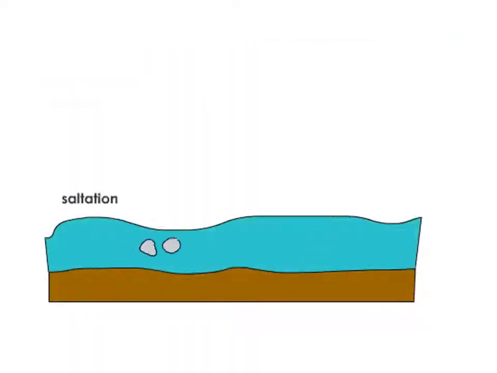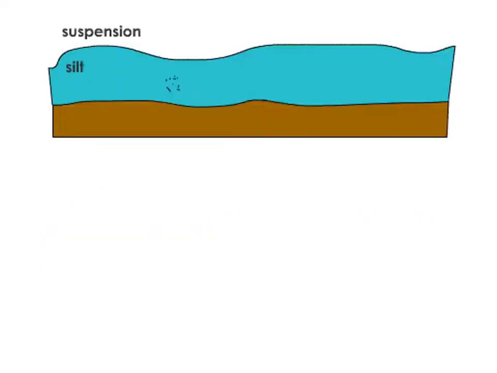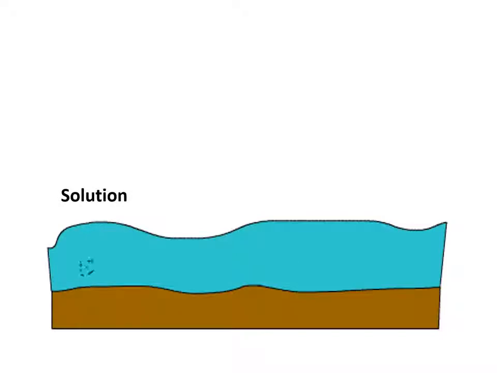The second one is called saltation. This is where smaller stones bounce or skip along the river bed. The third one is called suspension. So this is when eroded sediment and very fine sediment called silt gets carried along in the current of the water. The final one is called solution, very similar to the erosive process. Solution is where dissolved material, dissolved sediment is carried along in the water.